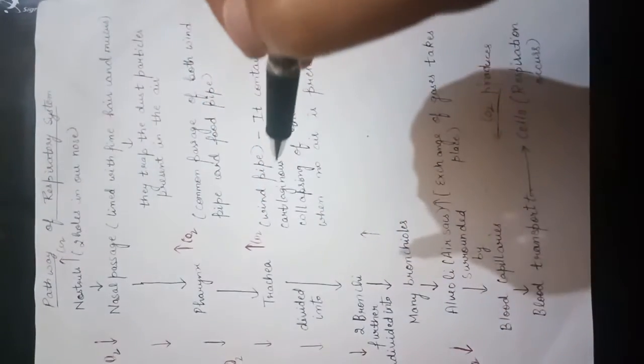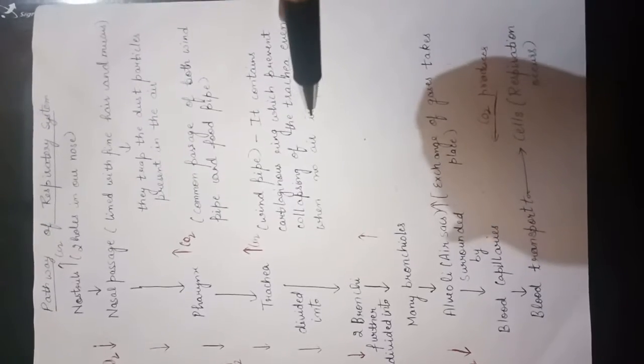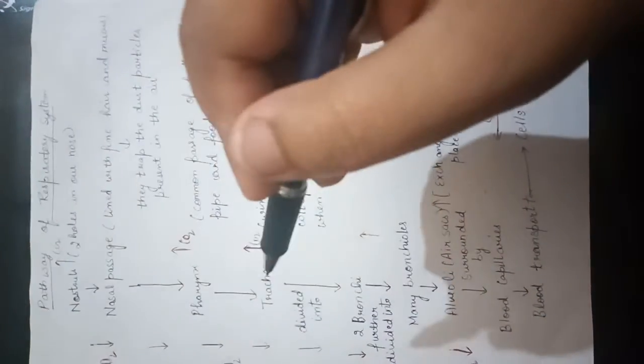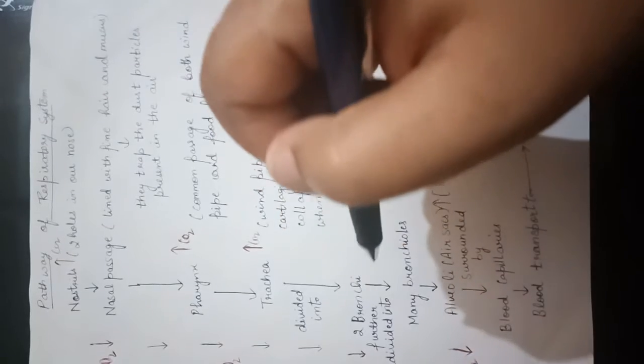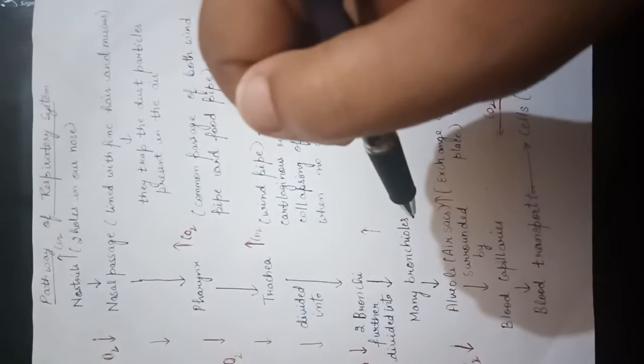Trachea contains cartilaginous rings which prevent the collapsing of the trachea even when no air is present. Then the trachea is divided into two bronchi. Then the bronchi are further divided into many bronchioles.